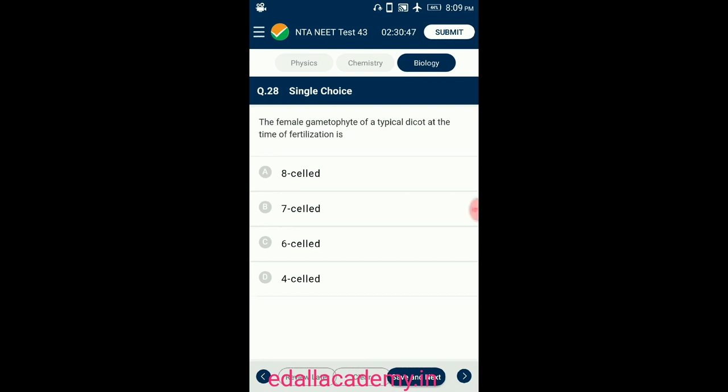Question number 28. The female gametophyte of typical dicot at the time of fertilization is. The embryo sac is the female gametophyte in dicot. The most common type of dicot embryo sac consists of a 7-celled and 8-nucleated structure. It consists of 1 egg cell, 2 synergids, 3 antipodals, and a large central cell with 2 polar nuclei. So the answer for this question is option B, 7-celled.